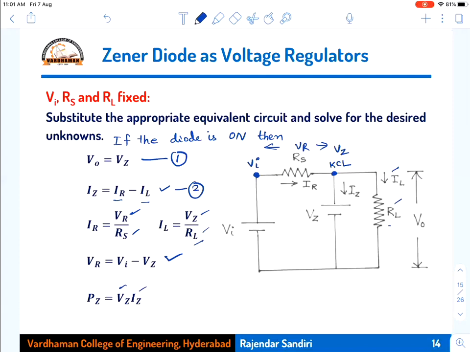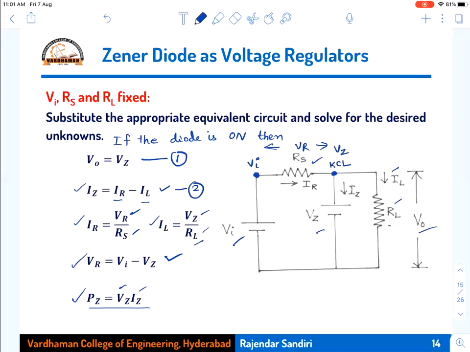All circuit parameters, all the branch currents I have calculated. Then all the voltages. Vi we know already, it is given. V naught is nothing but the same as Vz, and we can calculate voltage across this resistor using this formula. Then power across the GNR diode we can calculate: Pz is equal to Vz into Iz. So all the circuit parameters, all the branch currents, node voltages, power across the GNR diode can be calculated. If the diode is on, then we can use all these formulae and calculate the unknown values.